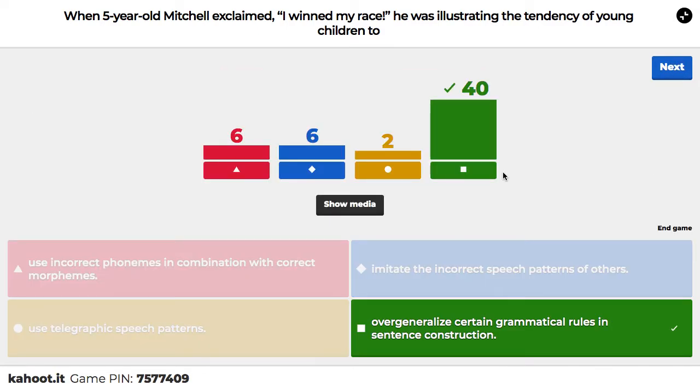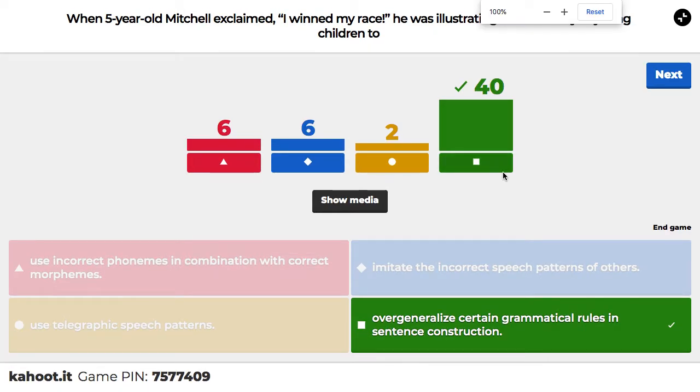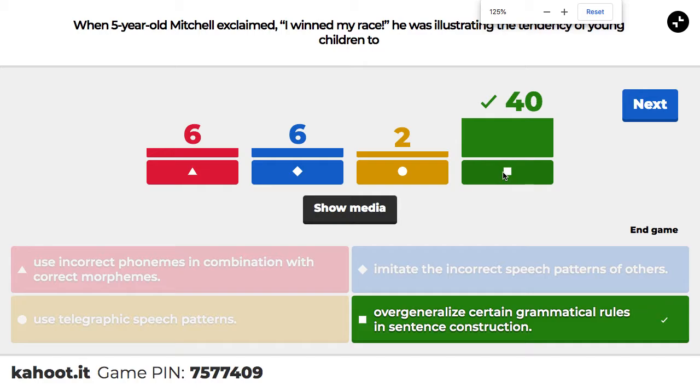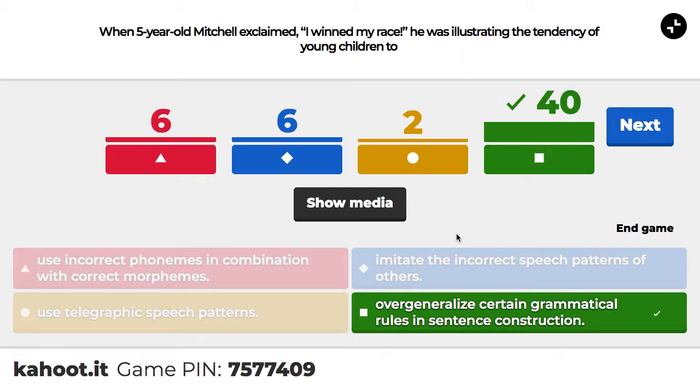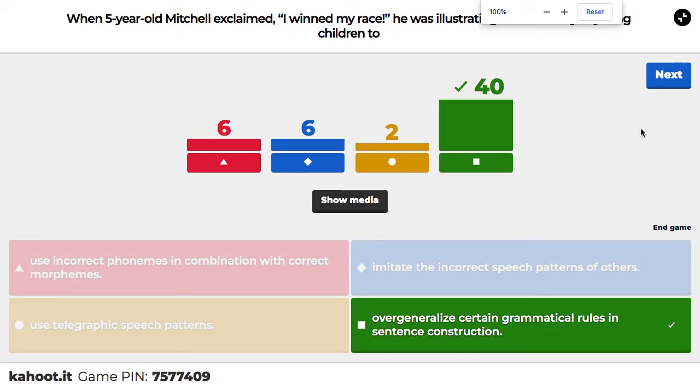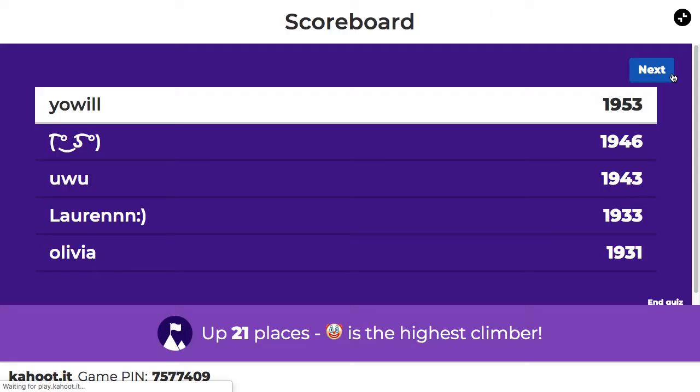Okay, so here, that's kind of hard to see. That's still not really working. That's okay. Overgeneralization is when you misapply the grammatical rule. So here, instead of saying he won, he said I winned.